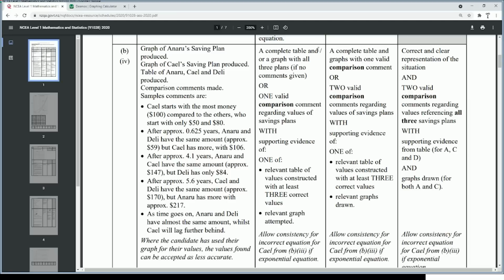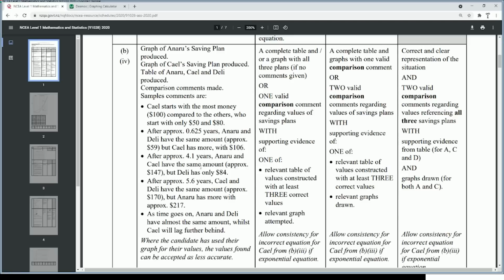Okay, so complete table and/or a graph with all three plans, and if no comments are given, you're going to get an Achieved. So right now, what we're looking at is just an Achieved because all we did was the table and we did some graphs. So we need to have two valid comparisons, with referencing all three saving plans, to get an Excellence. And I guess that's why we have to go back and have a look at our values.